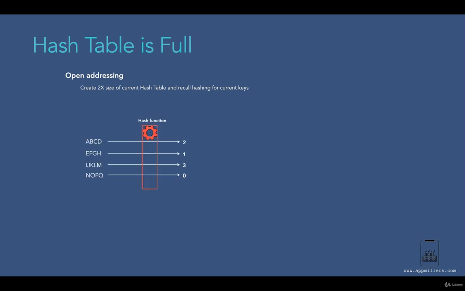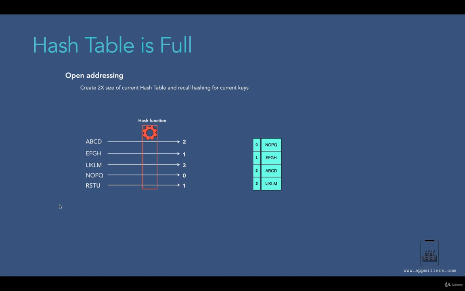So let's see how this is working in practice. Here, let's say we have a hash function like this, and we have calculated values of these keys using the hash function. After calculation, we have inserted them in the hash table. After insertion, we see that we have only 4 cells in our hash table, and we have inserted 4 strings to this hash table. Now if I want to insert one more string, we can easily see that this hash table is full.